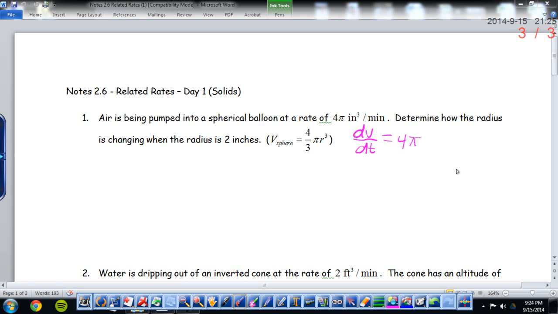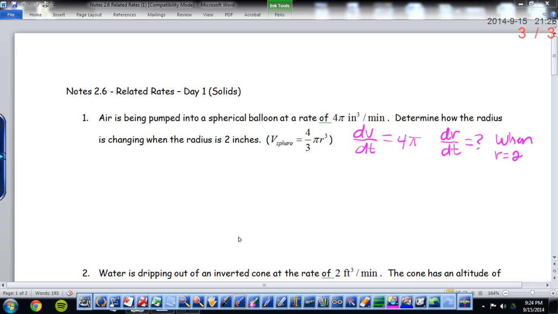And we want to determine how the radius is changing when the radius is 2 inches. So if we're talking about how the radius is changing, then we're looking for the rate of change of the radius, or dr/dt. So the derivative of the radius with respect to time, because the derivative is the same thing as rate of change. So we're looking for dr/dt when the radius is equal to 2.